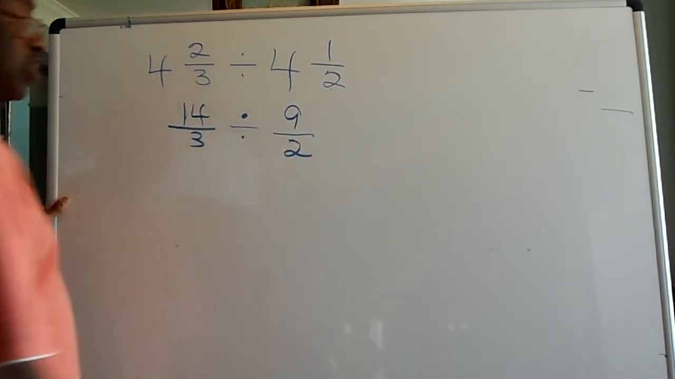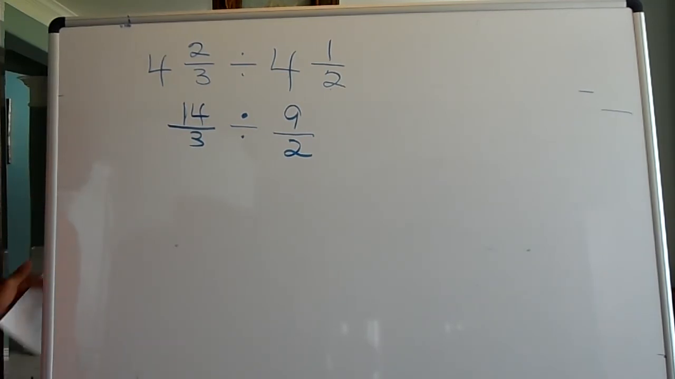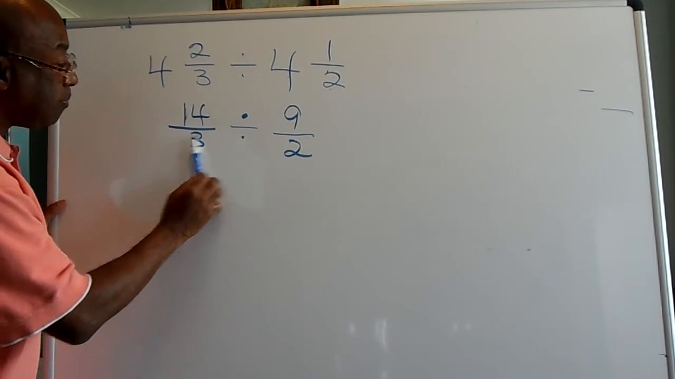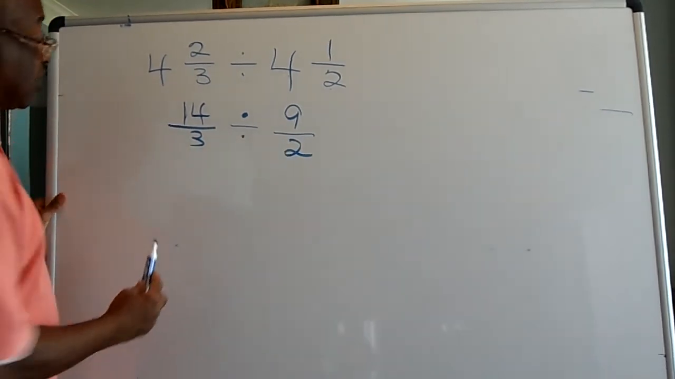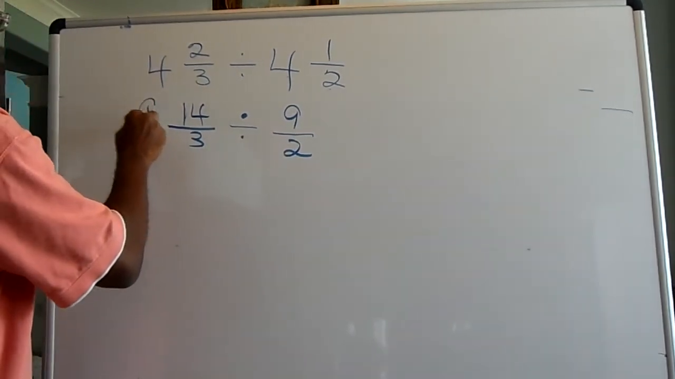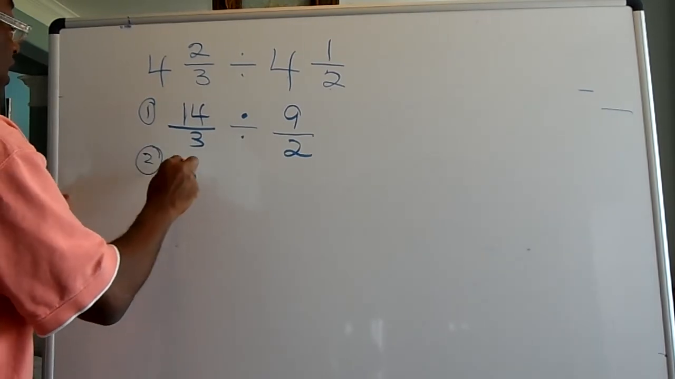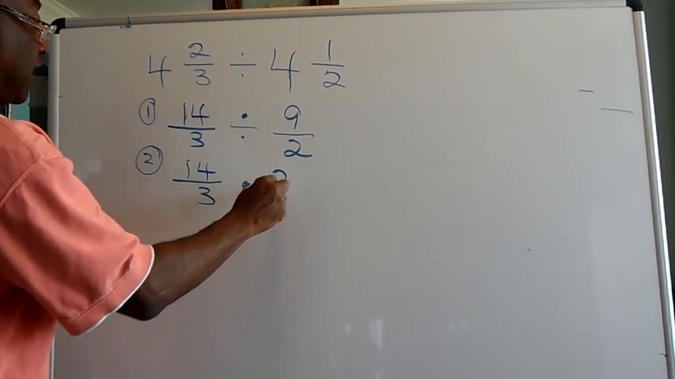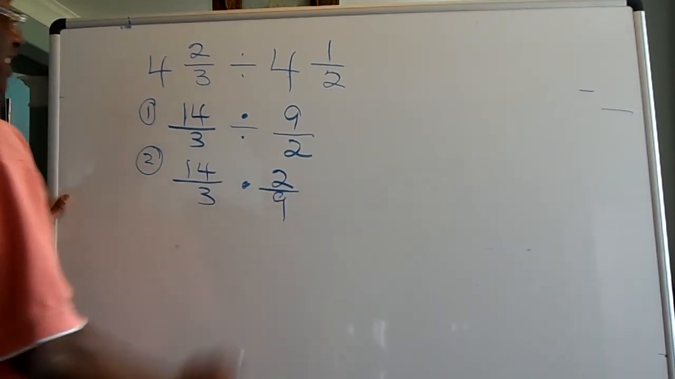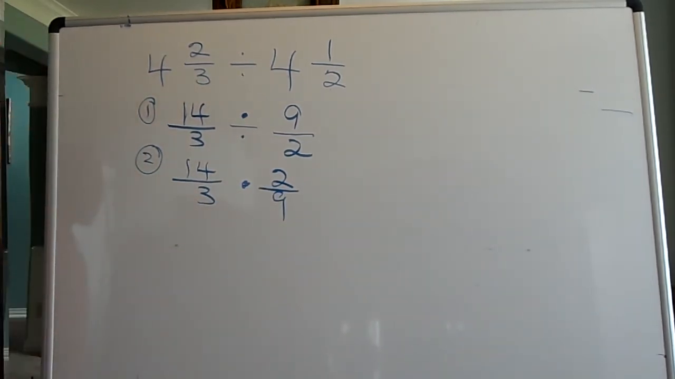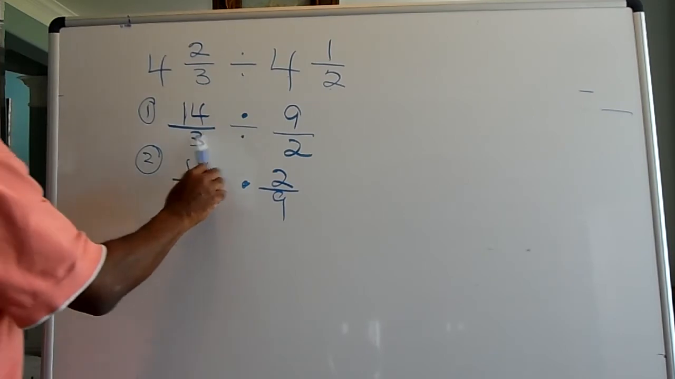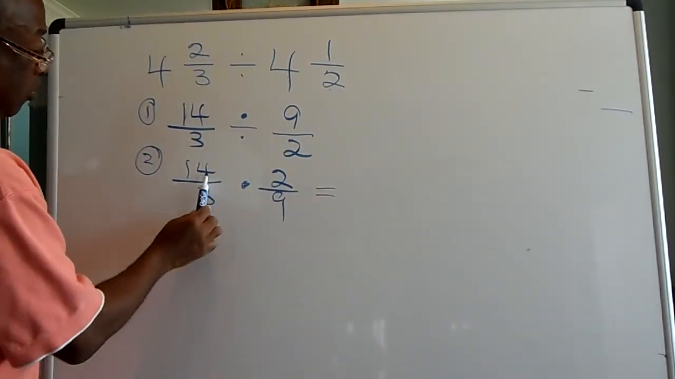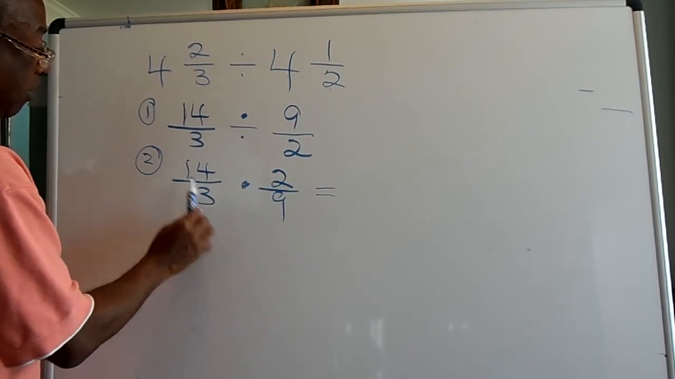9 over what? 2. Now, the words we use here are keep, multiply, and flip. That's what I'm going to do next. That's step 1. Step 2, I'm going to keep the first fraction, multiply, and flip the second fraction. Like that. That's pretty cool. Division: keep, multiply, and flip. Now what do we do? Well, we can't do any canceling here or here.